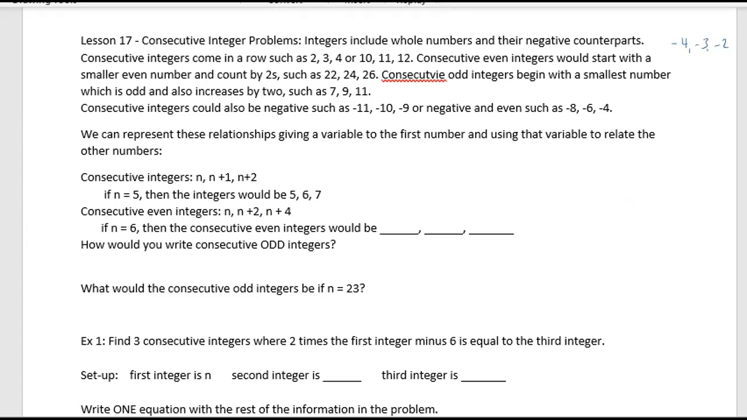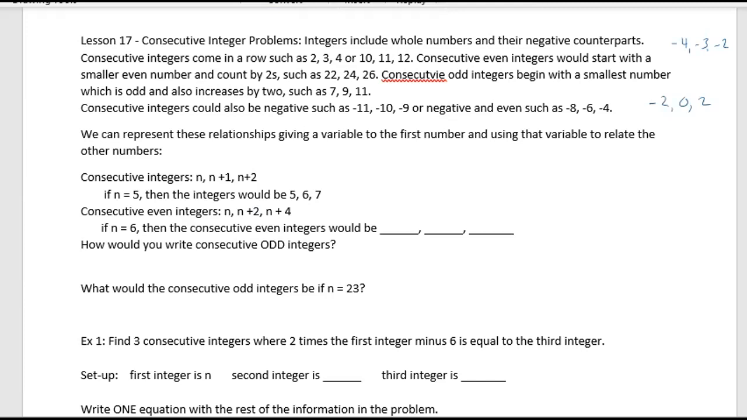You could cross over the 0. You could have -2, 0, and 2. So you can go from negative to positive. These are still even integers, consecutive even integers. We can represent these by a relationship. We give a variable to the first number.